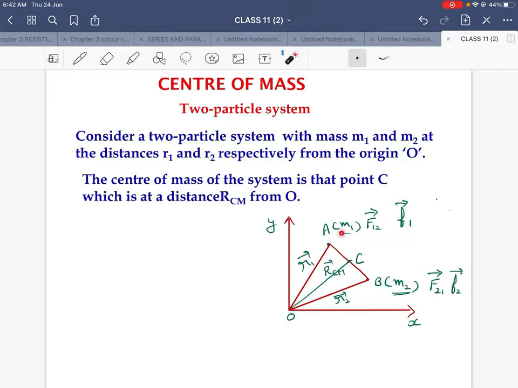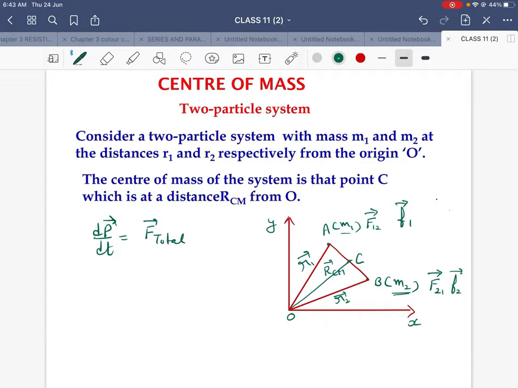So total force acting on m1 is sum of internal force and external force. Similarly, total force acting on m2 is internal force and external force. According to Newton's second law of motion, we know that rate of change of linear momentum is equal to total force acting on a particle, that is F total.